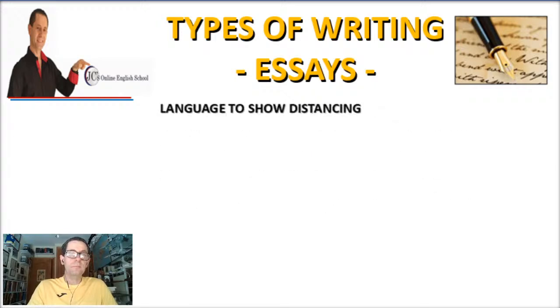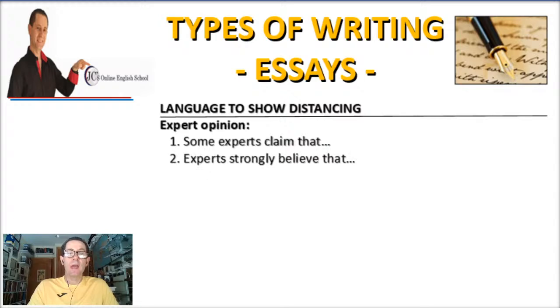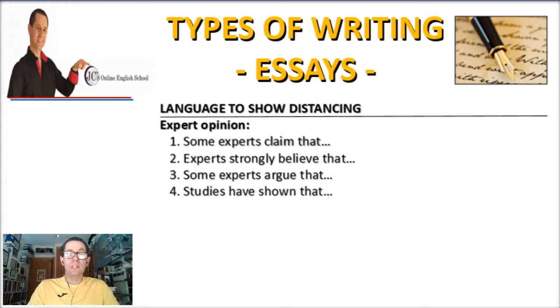All right. So here is some language to show distancing. In other words, you don't express your own ideas openly. So you could say, for example, in terms of expert opinion, you could say, well, some experts claim that. Okay, you have done your research and you say some experts claim that. Another expression could be experts strongly believe that. Okay, these are just examples. Number 3, some experts argue that, blah blah blah, whatever you want to say. Or studies have shown that, okay, so it's more impartial. You're not showing your opinion, even if you agree or disagree, but that's what you use.